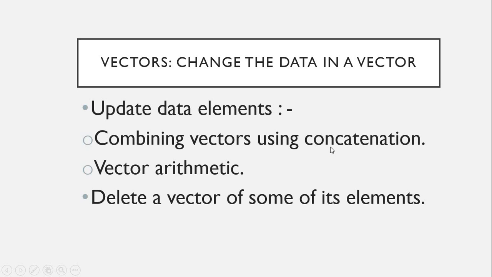After we've managed to make our vectors, what if we notice that we need to change a particular element of the data in a particular vector? How do we do that? We can do that by making an update, using assignment operators to change it. Another way that we can change a vector is to combine two vectors to form one bigger vector, or you can perform vector arithmetic, whether it's multiplication, division, or subtraction. All of those we can perform in R.